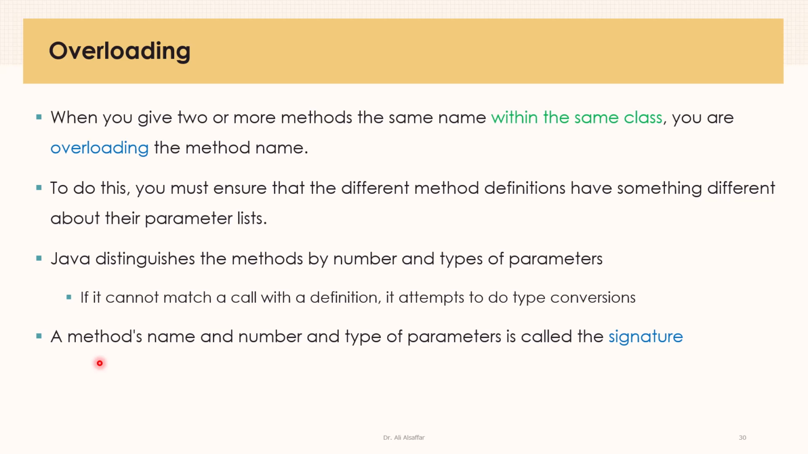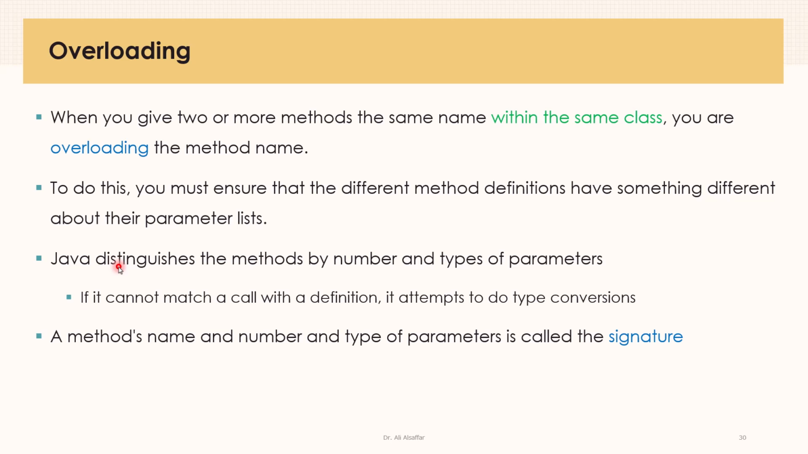For any method you define in a class, the method's name and the number and type of parameters is called its signature. Therefore, when you define a method multiple times with the same name in a class, make sure that each definition has a different signature.